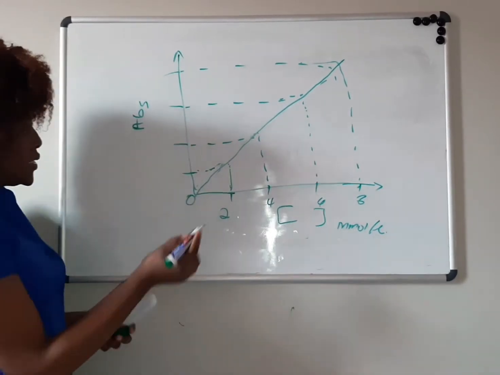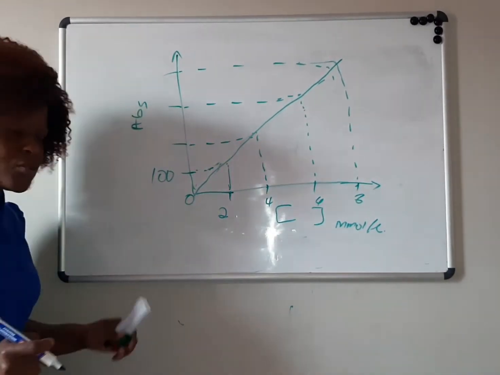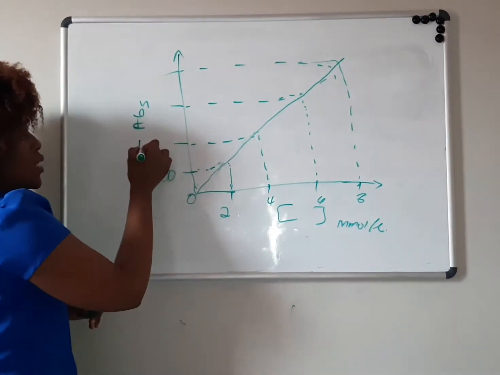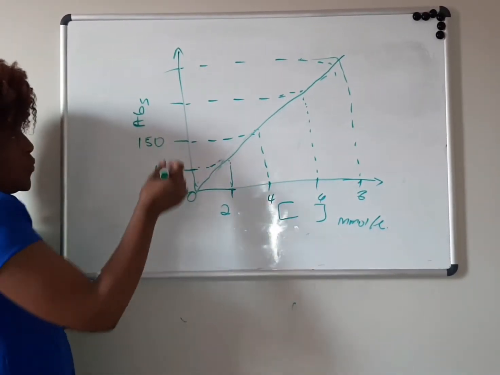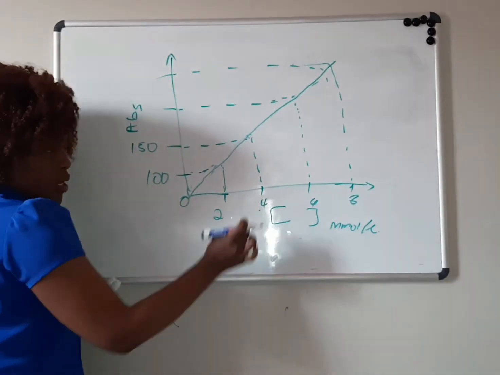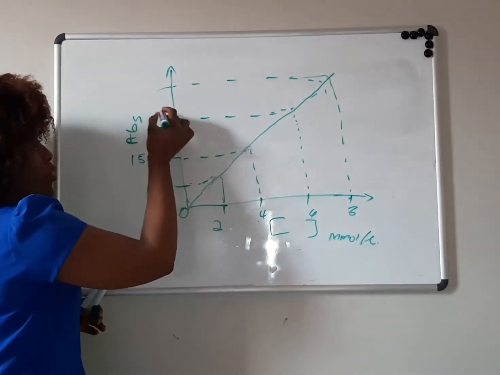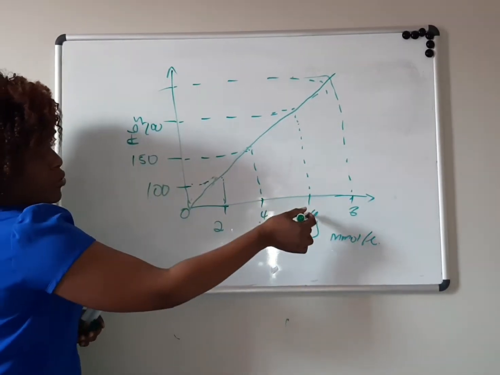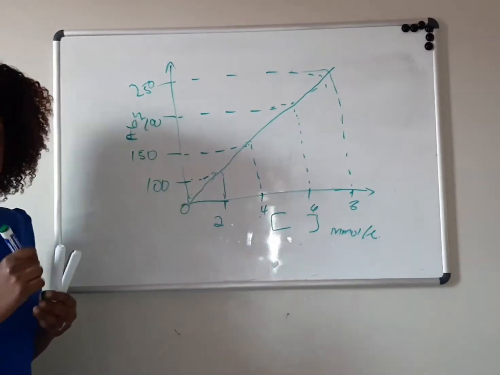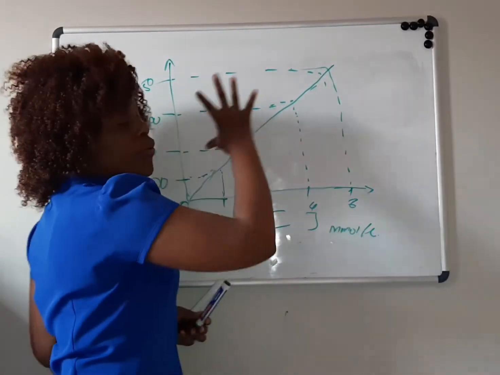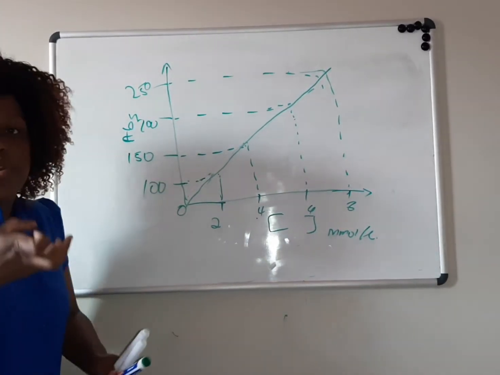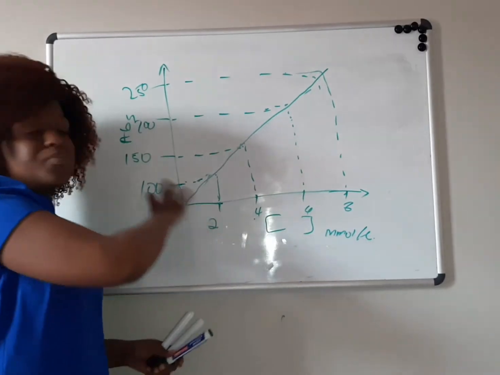What we got is that when the absorbance was 100, the concentration of the standard was 2 millimoles. When the absorbance was 150, the concentration was 4 millimoles. When it was 200, the concentration was 6. And when it was 250, the concentration was 8. So this is the graph that the instrument will have in its programming after a calibration has been done.